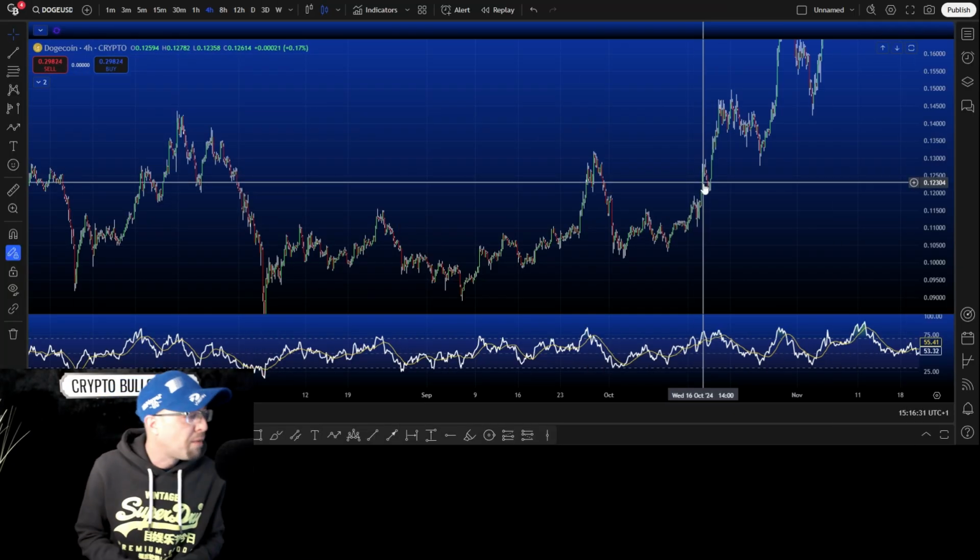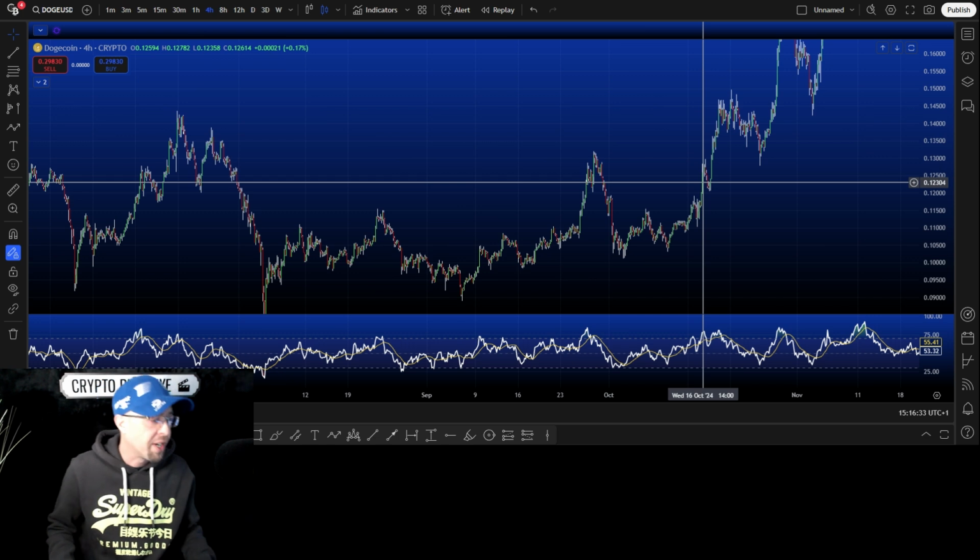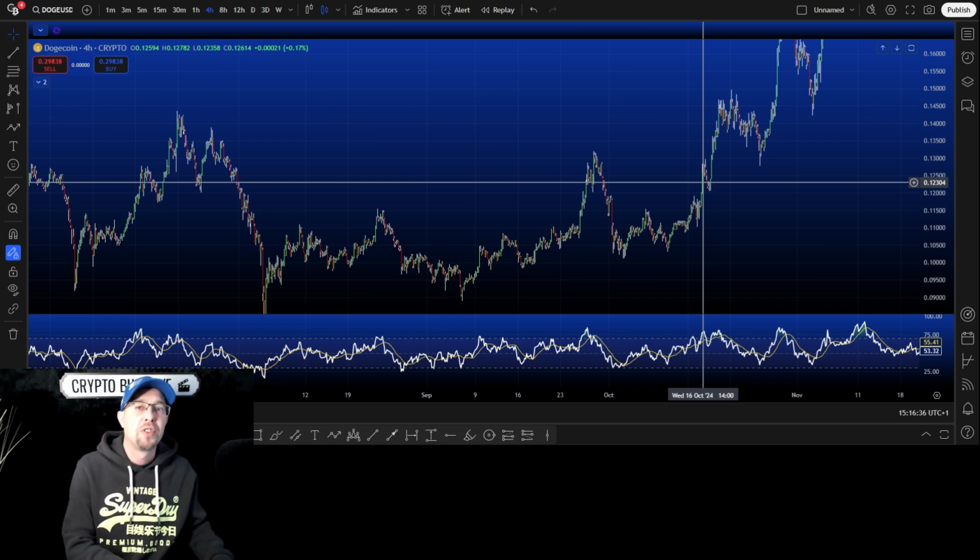Okay, so we've got the Dogecoin chart up on the 4-hour in this example that we're going to use. Haven't pre-looked at this, so forgive me. We're going to look at divergences ourselves.